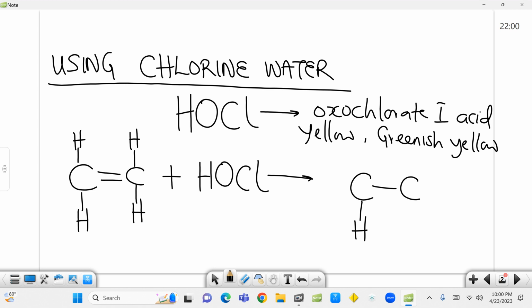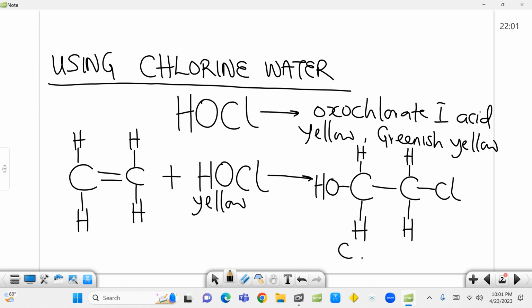In addition reactions, the unsaturated substance becomes saturated. And look at this: a chlorine atom is attached to this point, and hydroxide is attached to this other point. This substance is greenish yellow, and the product here is colorless. So how do we show that a substance is an alkene? Add chlorine water. The color of chlorine water changes from yellow to colorless.